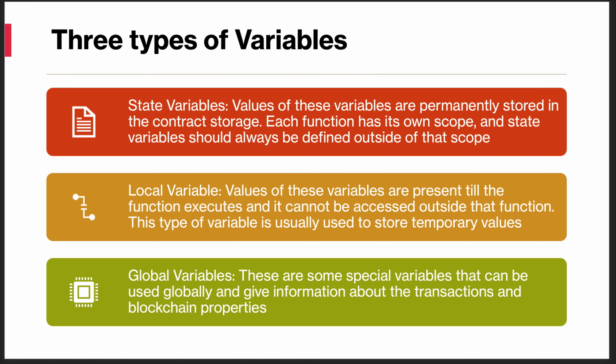Now, there are three types of variables: state, local, and global. State variables are permanently stored in the contract storage. Each function has its scope, the things it can do, the things it can't do, and they should always be defined outside of that scope. Right? Local variables, these are just things I need until the function executes.